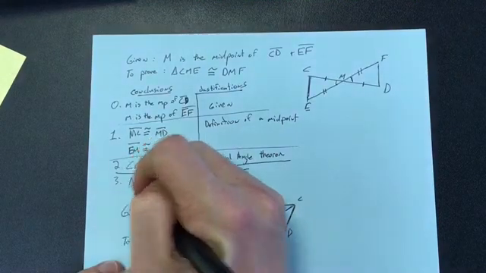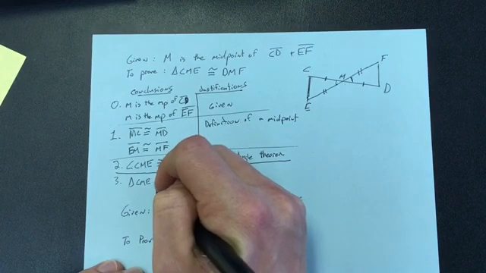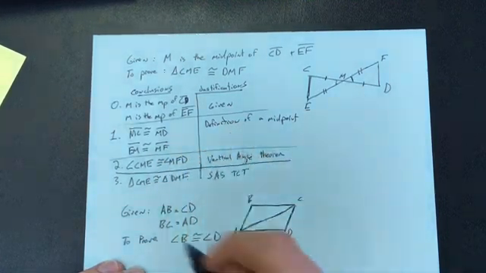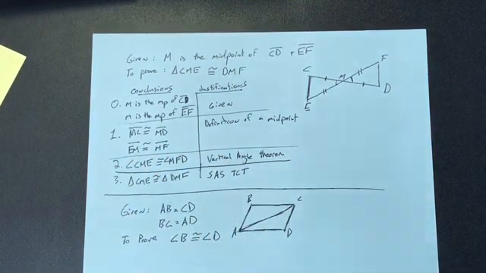And let's give our statement. Triangle CME is congruent to triangle DMF. And we're done. Okay, one more proof.